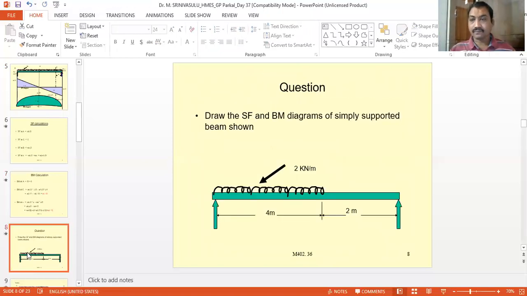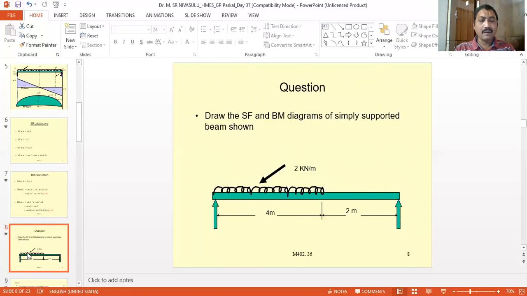Now this is the problem on the SS beam carrying a UDL. Now take this problem. Draw the shear force and bending moment diagrams of a simply supported beam shown in the below figure.